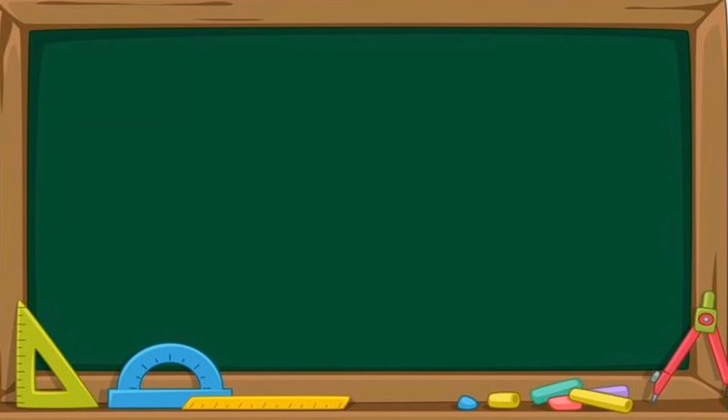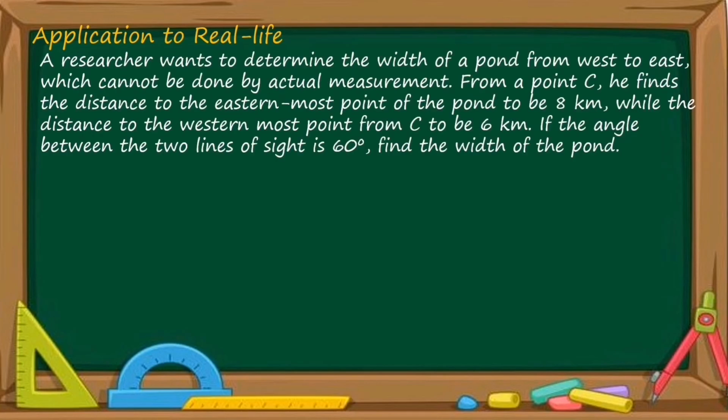Now, let us use the concept in answering these real-life problems. A researcher wants to determine the width of a pond from west to east, which cannot be done by actual measurement. From a point C, he finds the distance to the easternmost point of the pond to be 8 kilometers, while the distance to the westernmost point from C to be 6 kilometers. If the angle between the two lines of sight is 60 degrees, find the width of the pond.